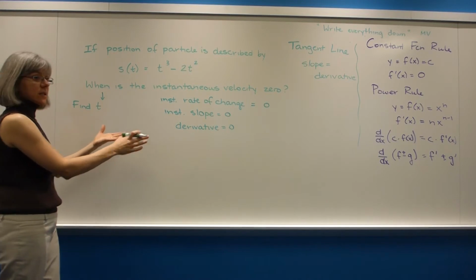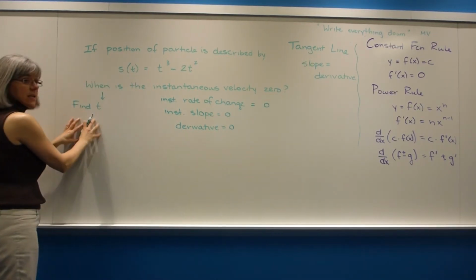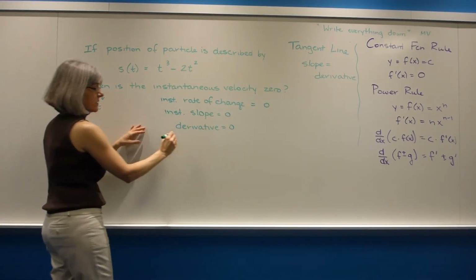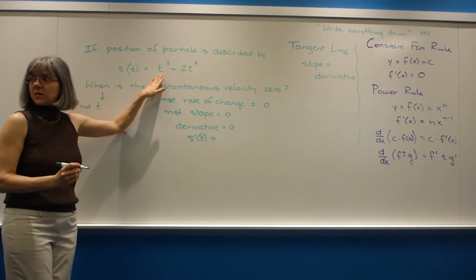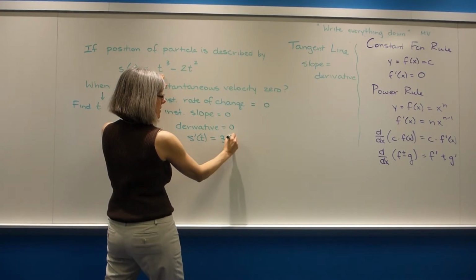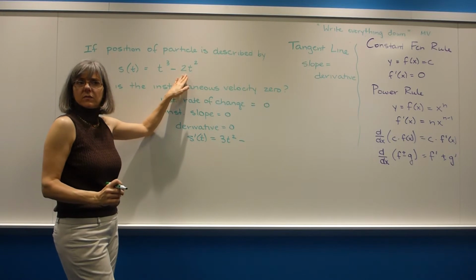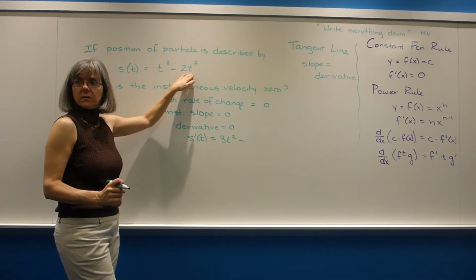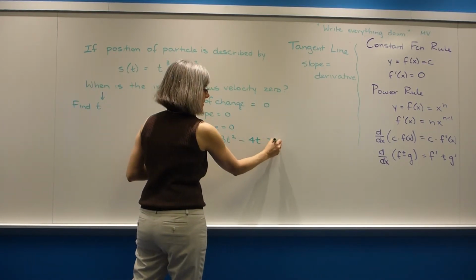Okay. So what that says is, find t that makes the derivative 0. So what is the derivative? Let's go ahead and write that down. The derivative of t cubed is 3t squared minus, what's the derivative of 2t squared? 4t. 2 times 2t, so 4t. And set it equal to 0.